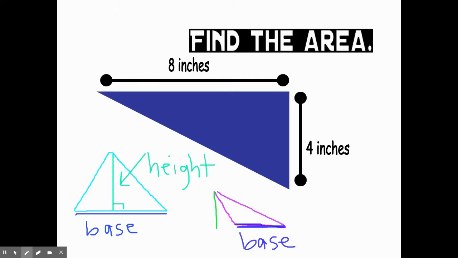Okay, so imagine your base extending out to here. If your base extended out to here, which it doesn't, but if it did, then this would be your height. This line right here would be your height. Okay. So we will be working mostly with right triangles on the SOL test.